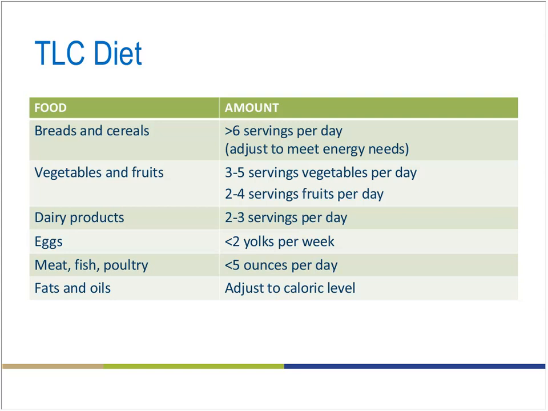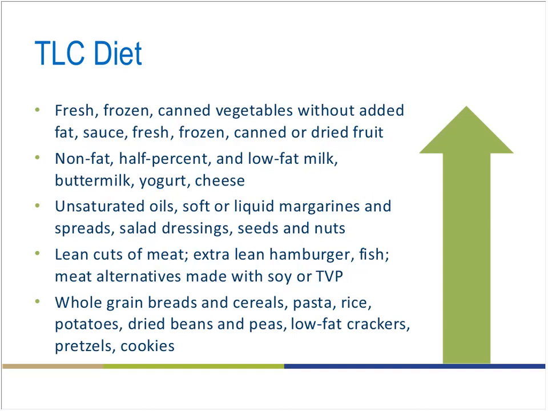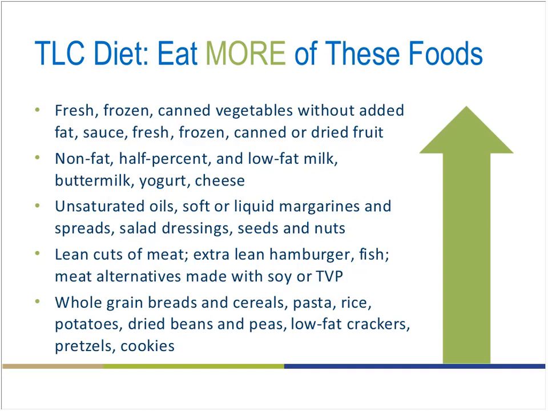And then meat, fish or poultry, any type of meat product that would have fat in it would be less than 5 ounces, and then fats and oils are limited and adjusted as you can for your calories. So the TLC diet, what you want to eat more of here is your fresh, frozen, canned vegetables, as long as they don't have sodium in them. But we're really looking in this particular diet at the fat.